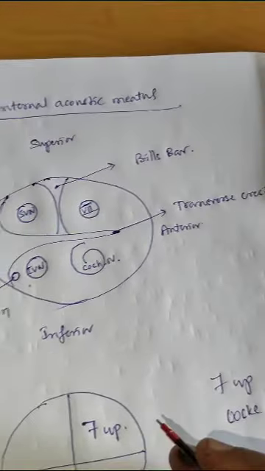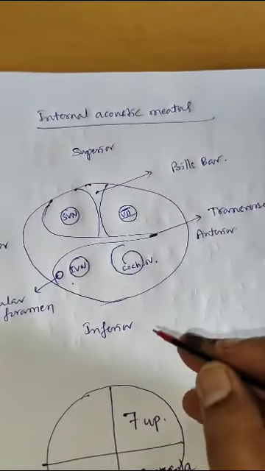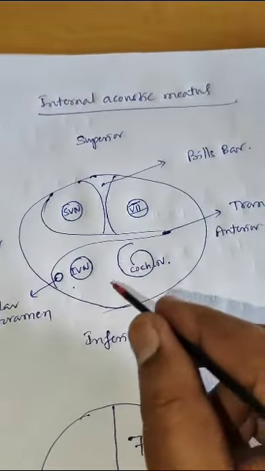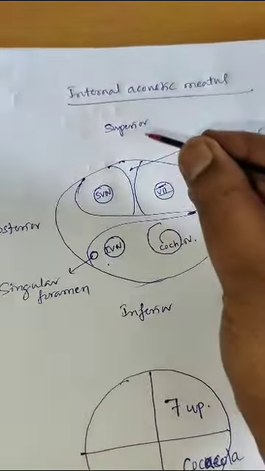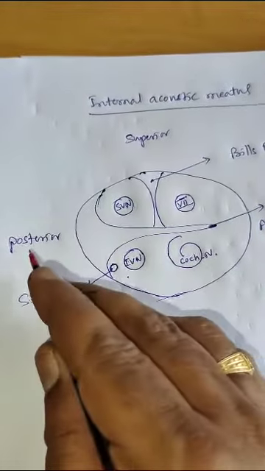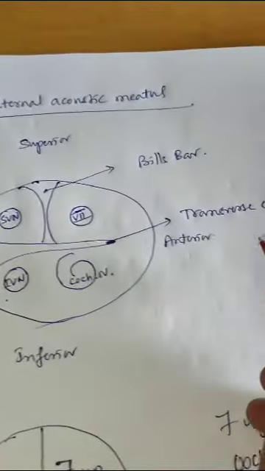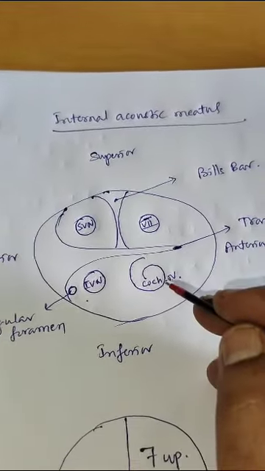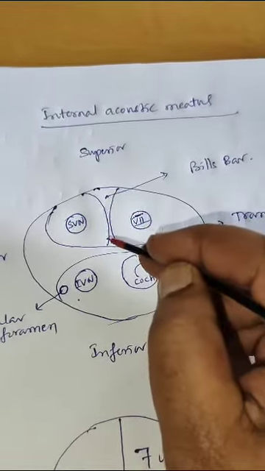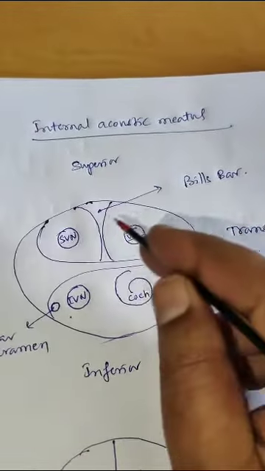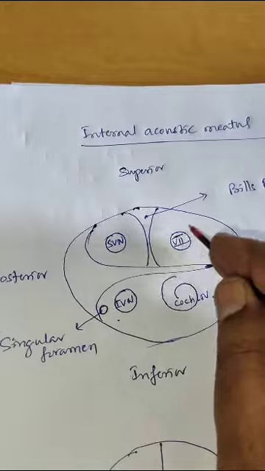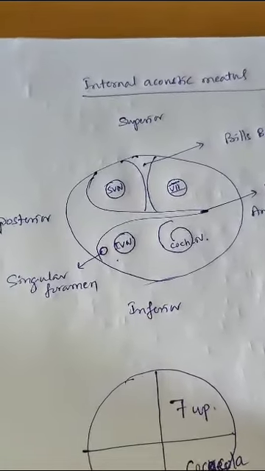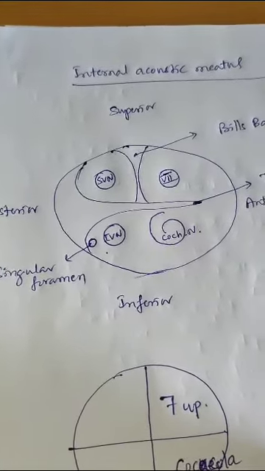It has been divided into two parts, the upper and lower parts, by a transverse crest of bone into an upper compartment and a lower compartment, or superior and inferior compartment. This is the posterior part of the canal. This is the anterior part of the canal. Further, the superior compartment is divided by a vertical plate or bar of bone called Bill's bar into the anterior part and posterior part.